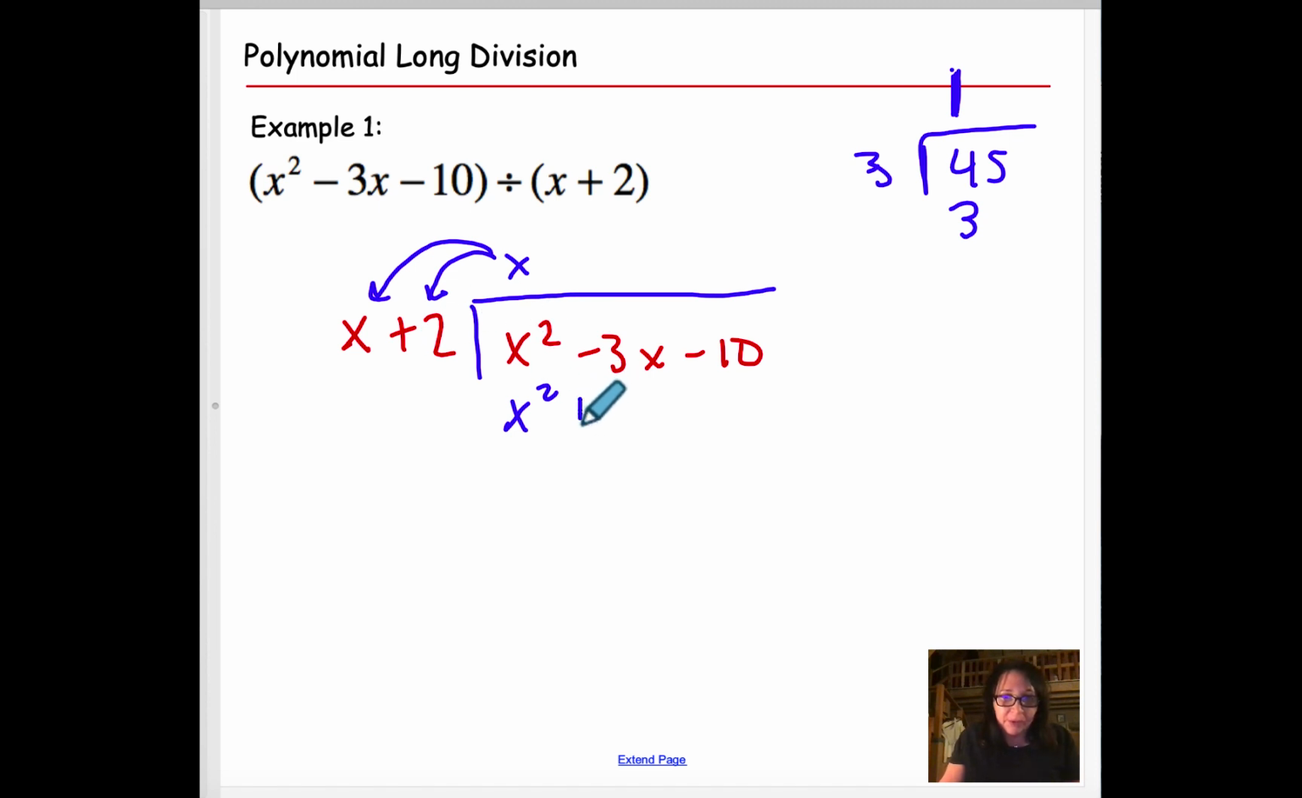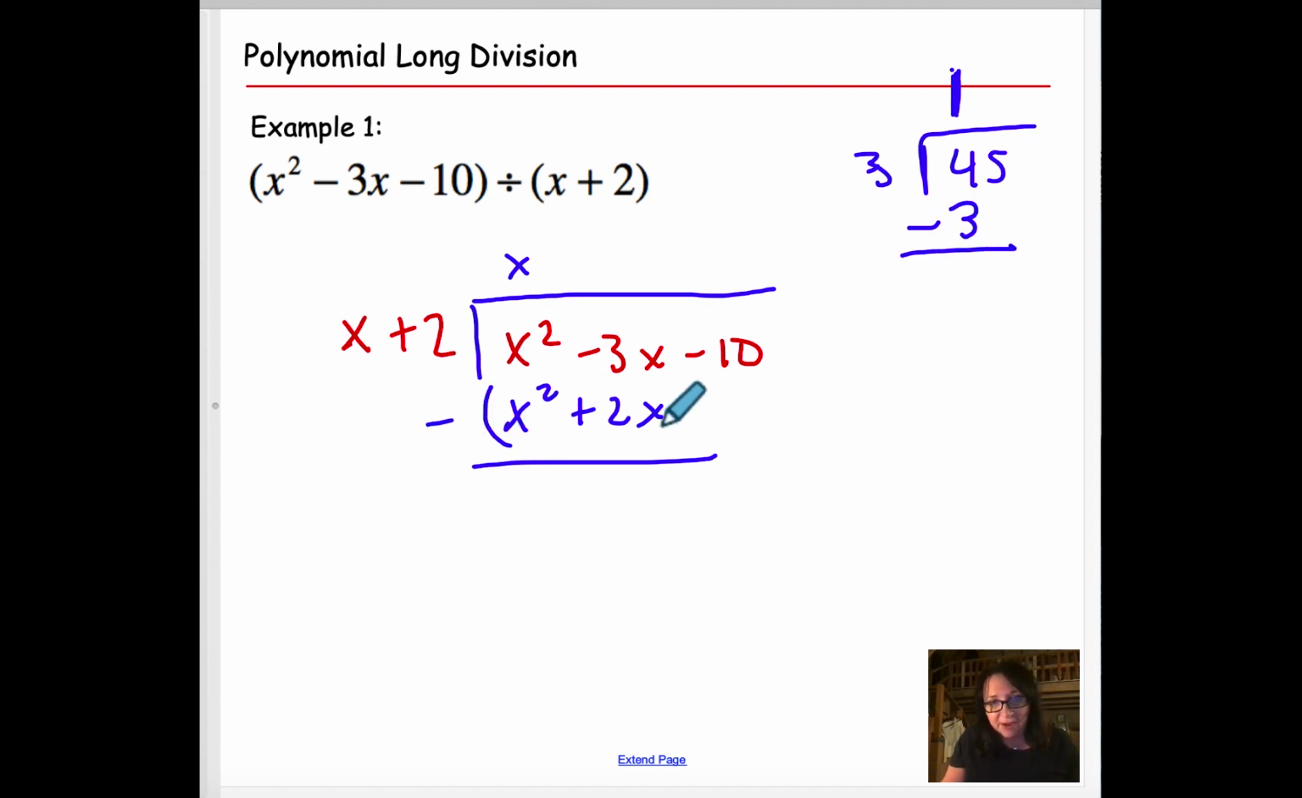So that's going to be plus 2x. And then similarly, just like regular division, as soon as you get your number down here, by multiplying 3 times 1, you subtract. Same thing. Now I'm going to subtract, but I'm subtracting the entire quantity. So be careful, because this minus distributes.